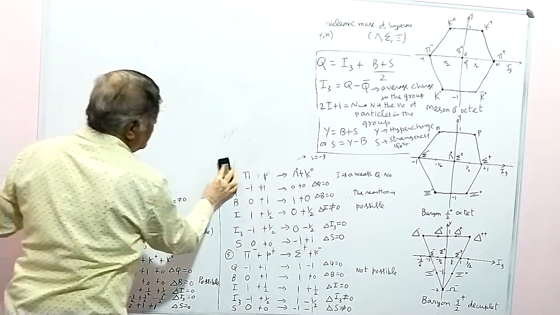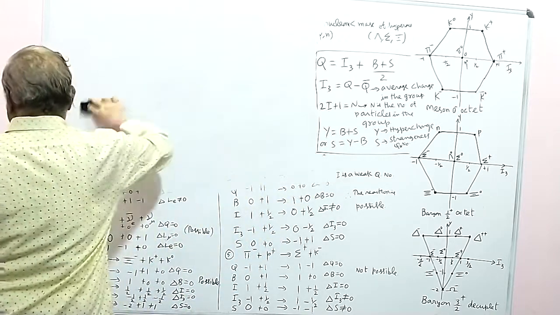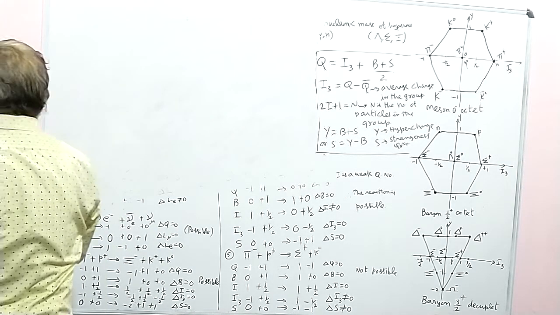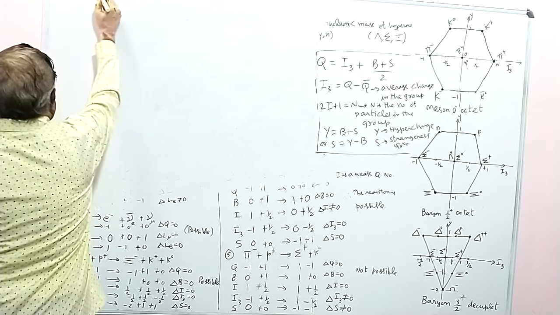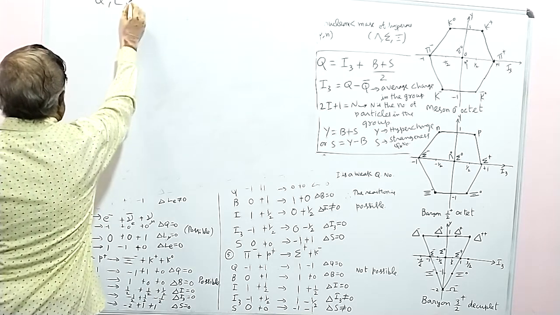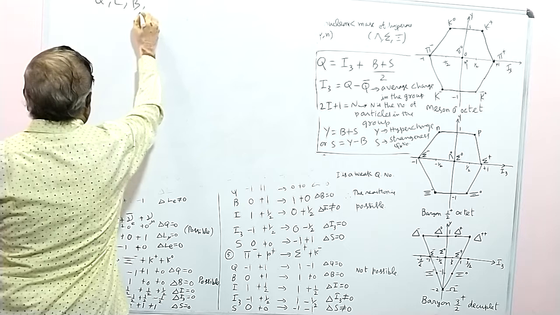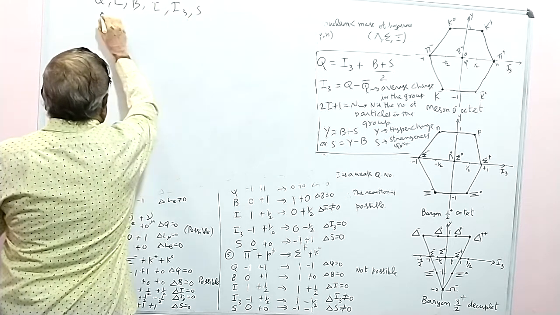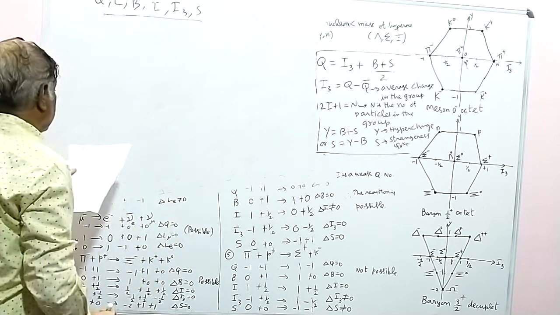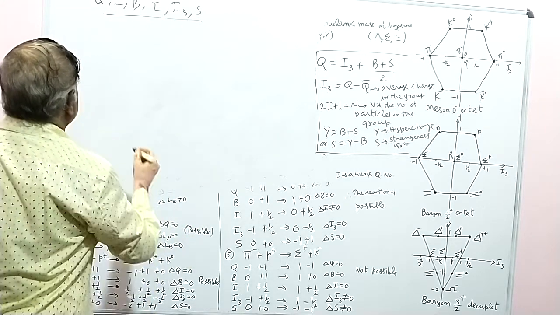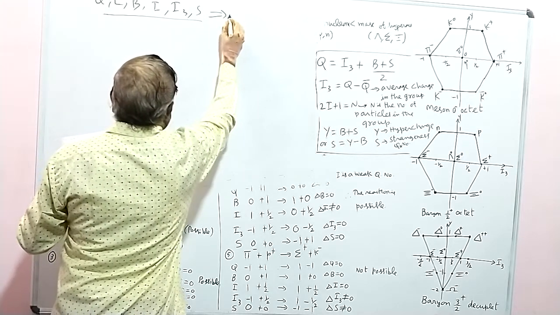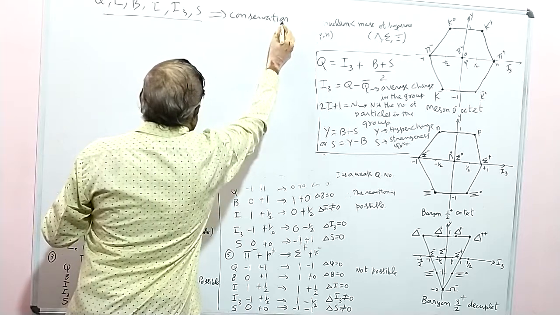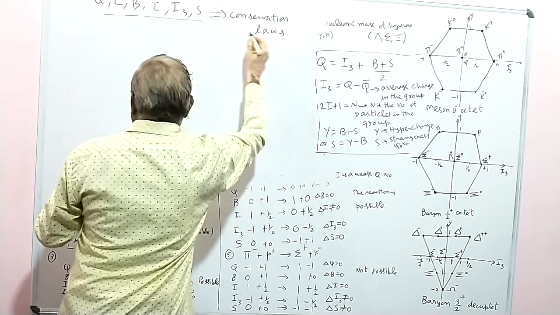Now let us discuss some more problems. Now let us check whether the following quantum numbers Q, L, B, there are 6 quantum numbers, P, I3, S, whether the quantum numbers are conserved. So these are the conservation laws. There are conservation laws corresponding to all the 6 numbers.